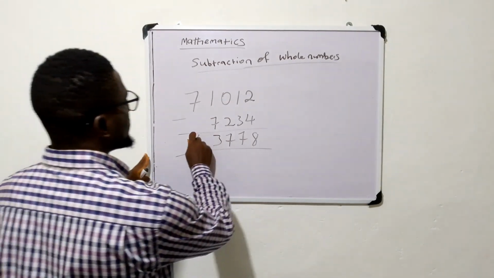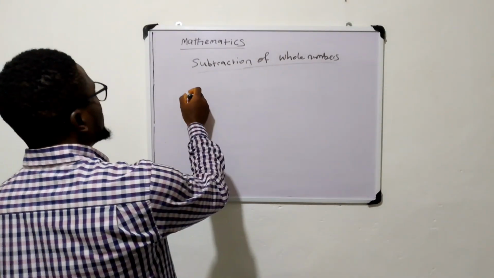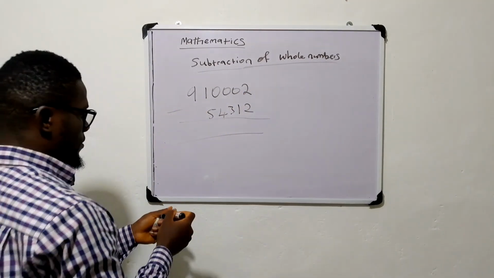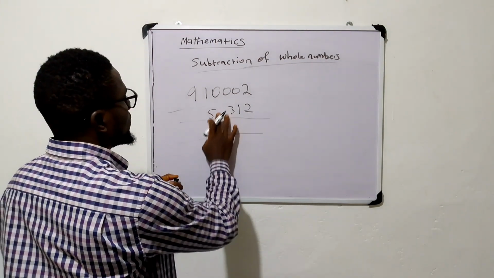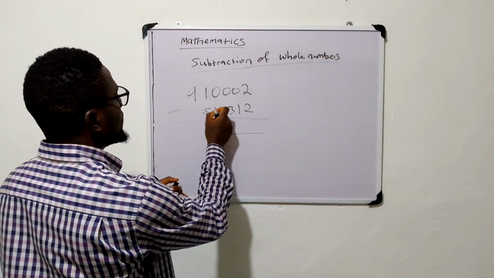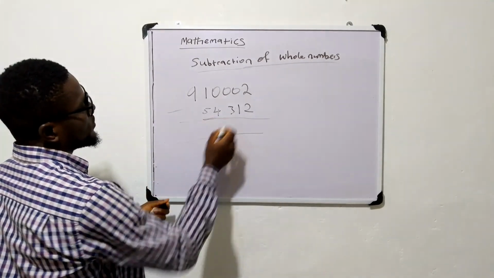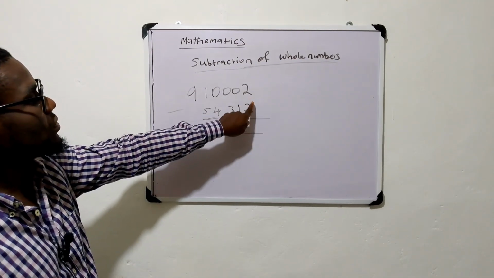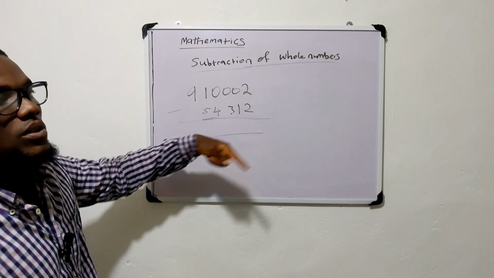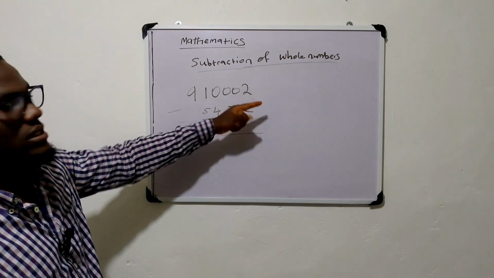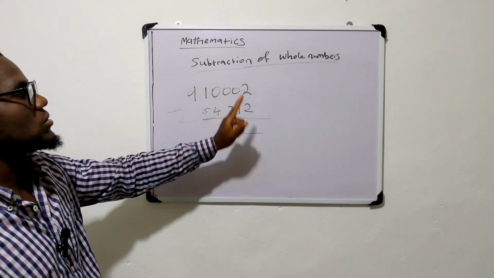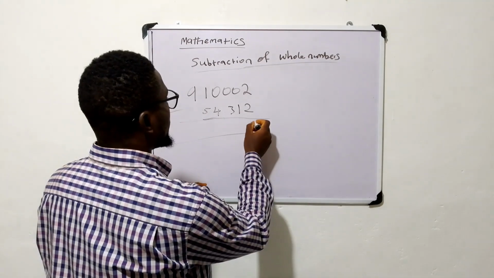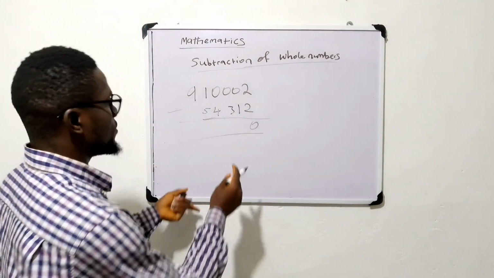Let's try another question. Try this. Remember the minus sign. Let's write this very well. We have 54. So what are we going to do first? We start with ones. When we try to subtract 2 from 2, it will be possible, because the top number must be equal to or greater than the bottom number for it to be possible. When we do so, you have 0 left. Nothing will be left.